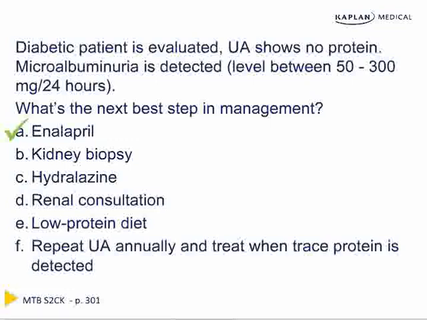So now that we know the right answer, let's talk for a moment about why these wrong answers are wrong. Kidney biopsy is wrong because we already know the etiology of this patient's proteinuria. Remember that a kidney biopsy is the best test when you have no idea what's causing proteinuria in a patient. In this case, we know the microalbuminuria is most likely caused by the diabetes, so the kidney biopsy is not going to give us a lot of new information, and is probably not worth the risk of putting the patient through a pretty invasive procedure.